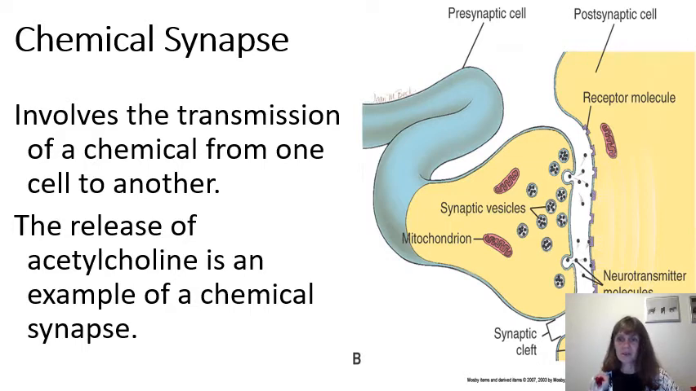We've covered chemical synapses, and here's another example of that. With chemical synapses, it involves the transmission of a chemical from one cell to another. The release of acetylcholine into the synaptic cleft is an example of one chemical synapse.